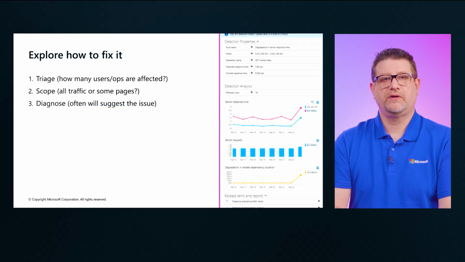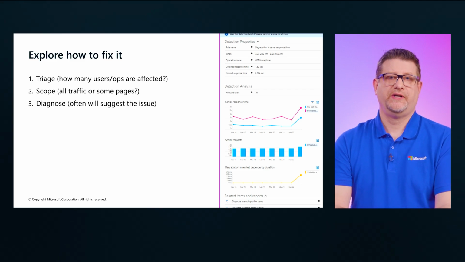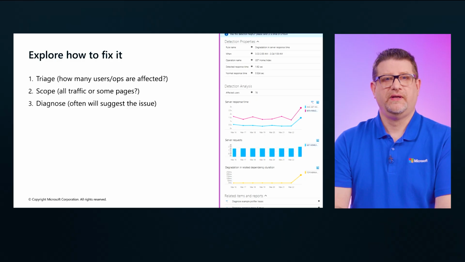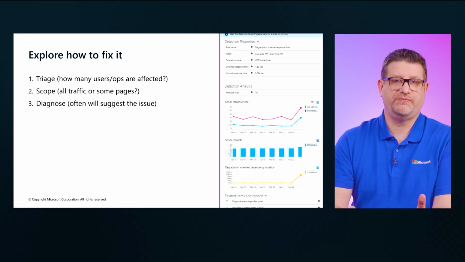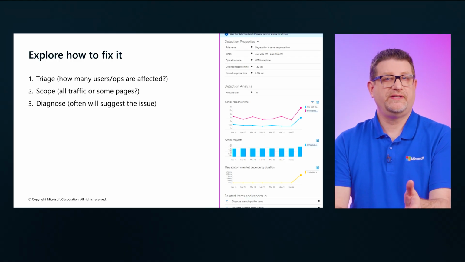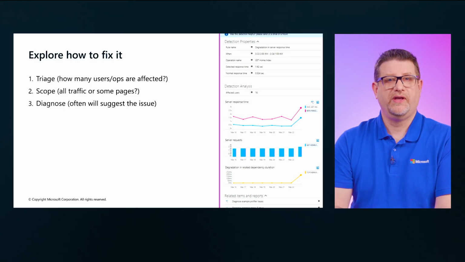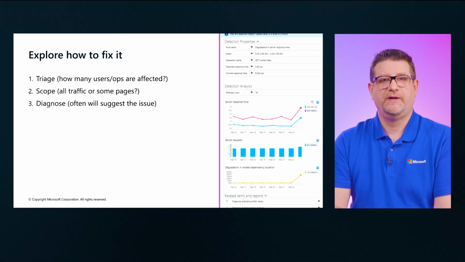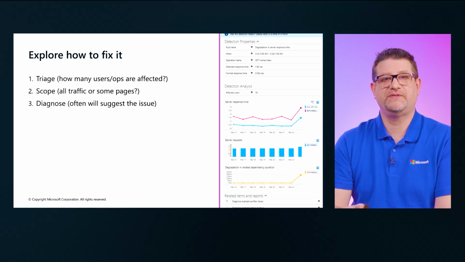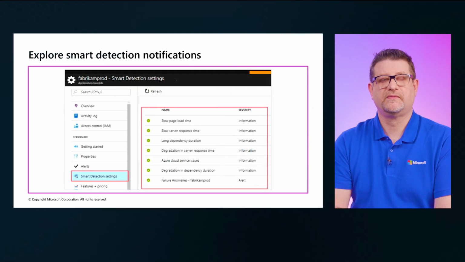When something goes wrong and we get an alert from Azure or Application Insights, the first step is triage. That's figuring out how many users or operations are affected. Next, we scope the problem to determine whether it impacts all traffic or just certain pages. Then we move on to diagnosis, where the tool itself will suggest what the issue might be, helping us zero in on the root causes. This process is supported by visual tools in the Azure portal, making it easier to see alerts and track down the problems efficiently.